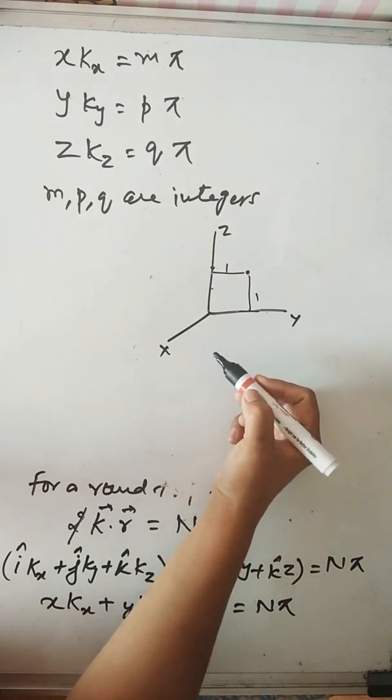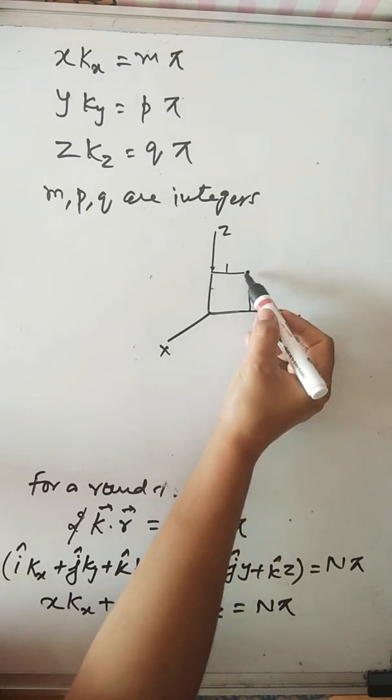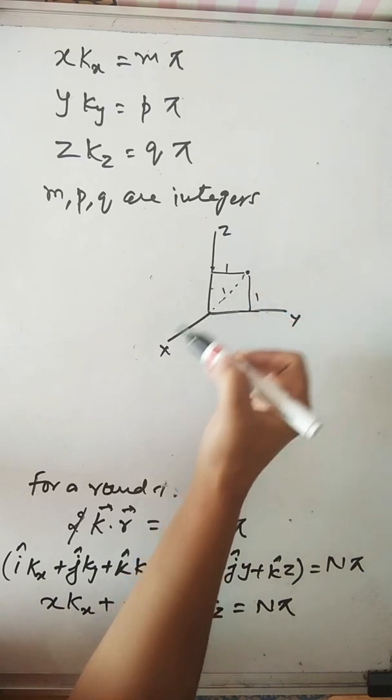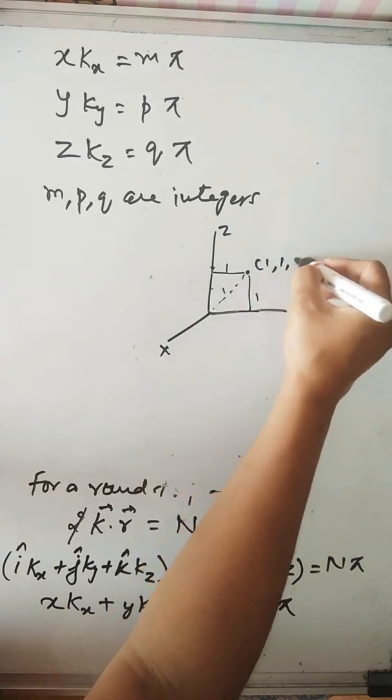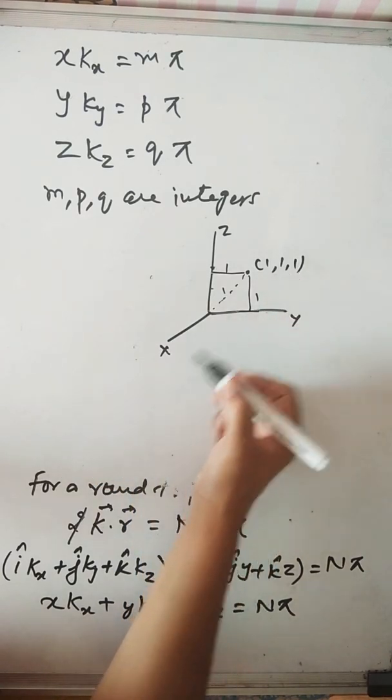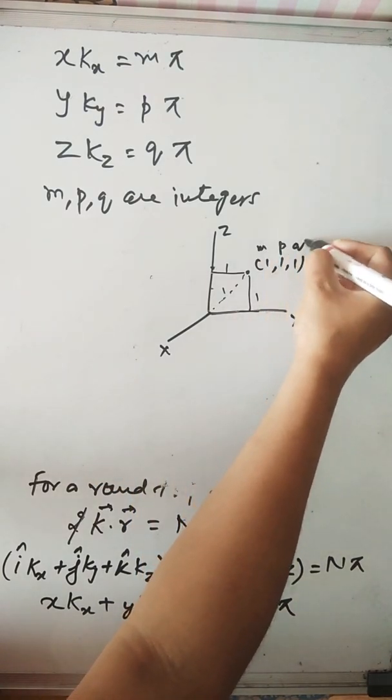So what does it tell? See, this one has a height also, because in terms of axis it is having 1. So the coordinate will be 1, 1, 1. In this case, M, P, Q all have the value 1.